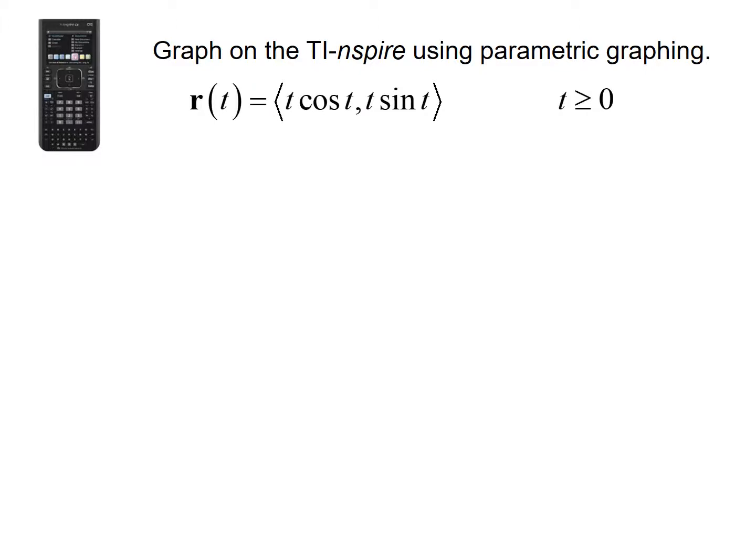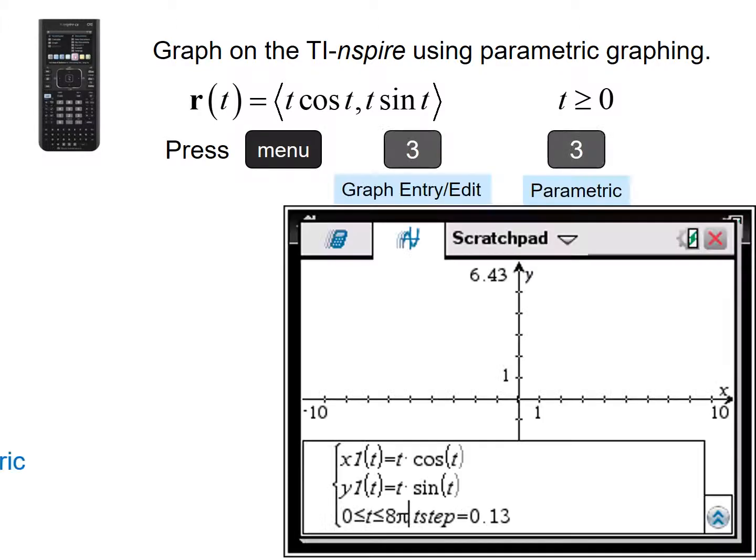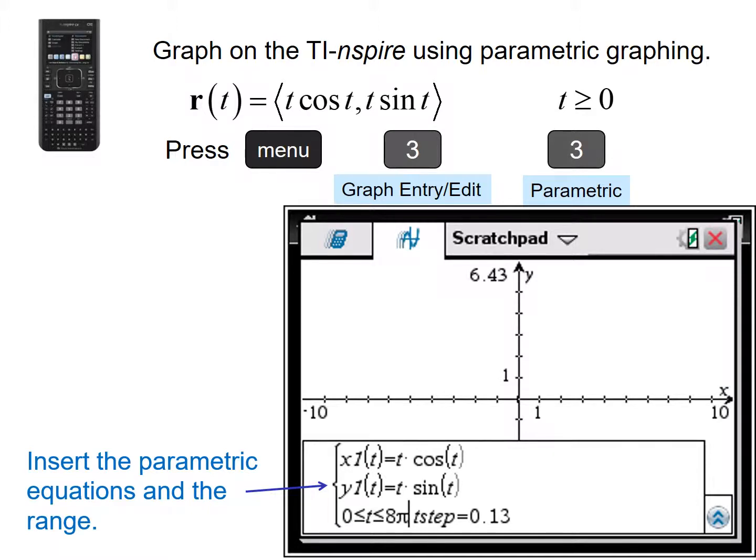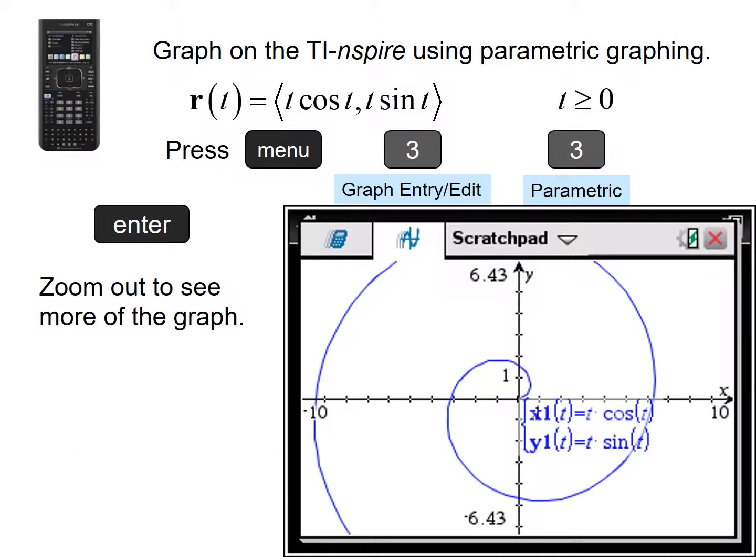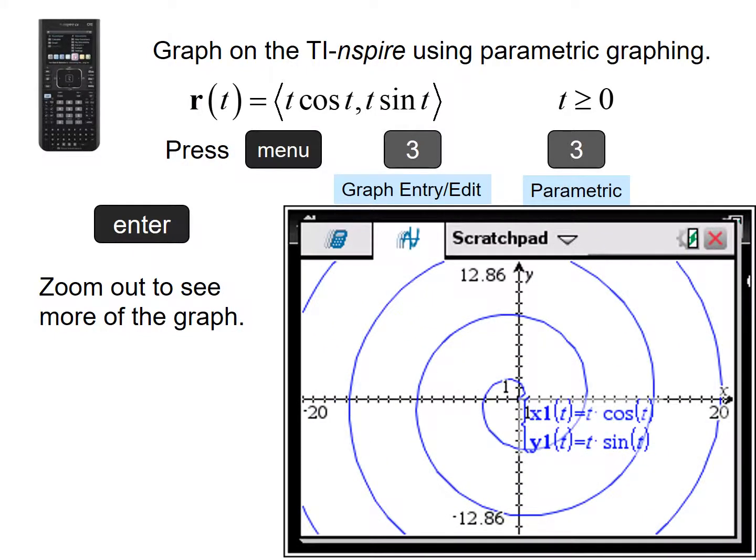All right, on a TI Nspire, on our calculator, we can graph these. And like we just said, we're essentially dealing with parametric equations. So if we're trying to graph the vector function t cosine of t, t sine of t, we're just graphing the parametric equations t cosine of t, t sine of t. So keep in mind, when we're graphing a vector function, we're not actually graphing a single vector. It's a collection of all of the points traced out by the ends of the vectors. And we end up with this spirally graph. If you want to see more of it, you can zoom out.